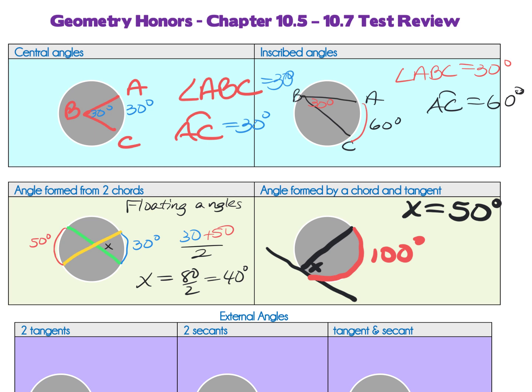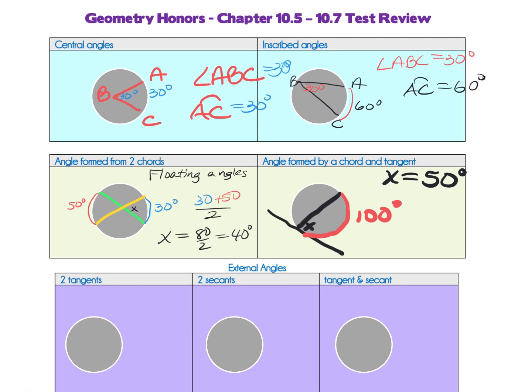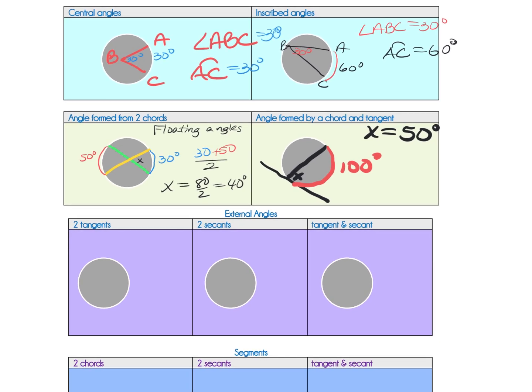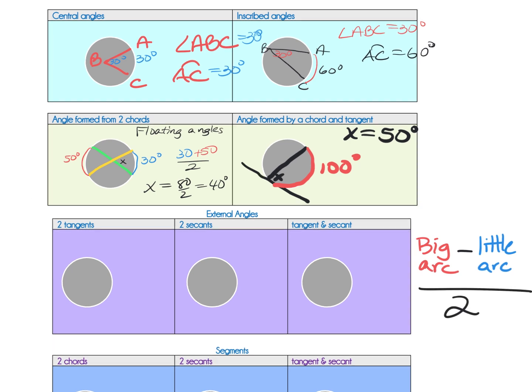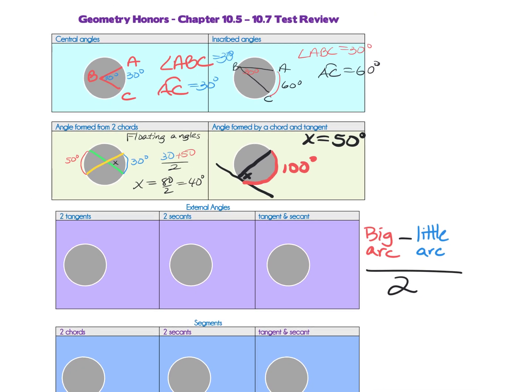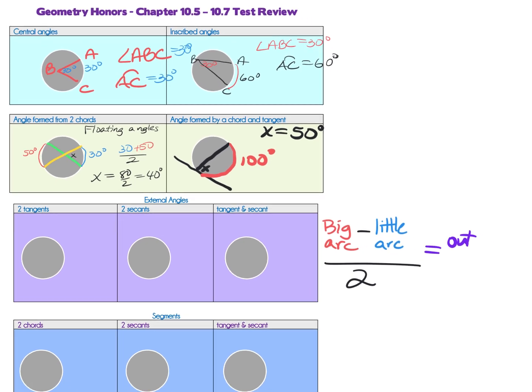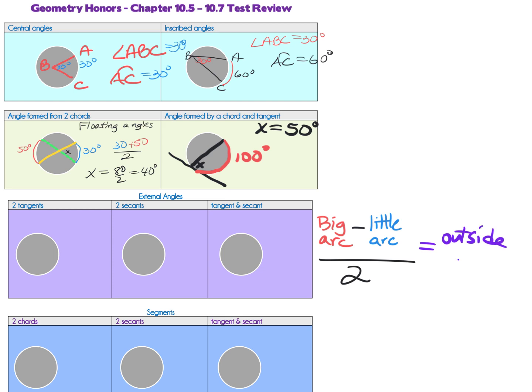Then we have the external angles. In the purple section here, all three have the same formula. It was the big arc minus little arc, and either times by a half or divide by 2. And again, I like divide by 2. And then remember, this equals the outside angle, or the external angle.